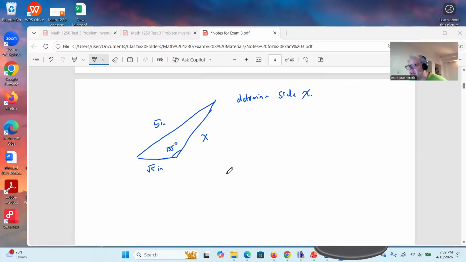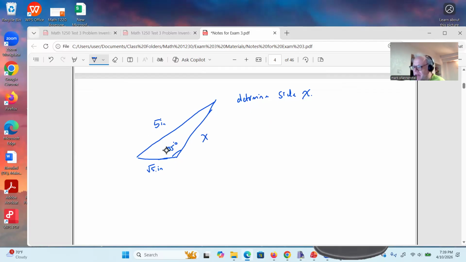All right, welcome back to trigonometry. We have a triangle here. We have some measurements. There's an angle, an opposite side, and then we have an x here. We have to work out the side x.